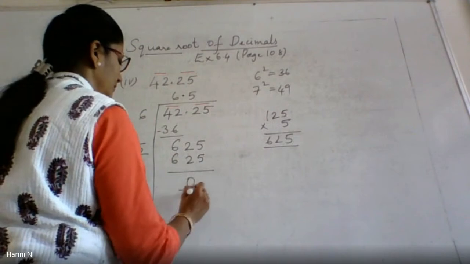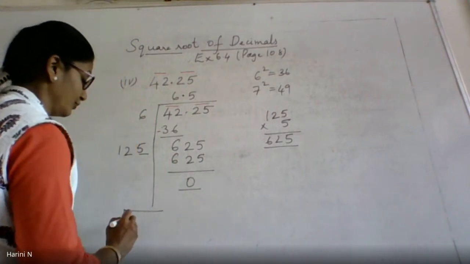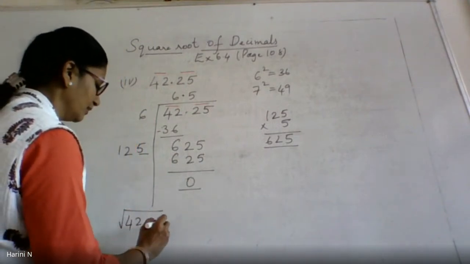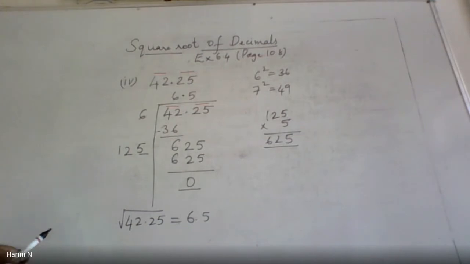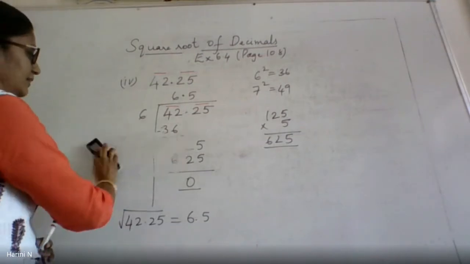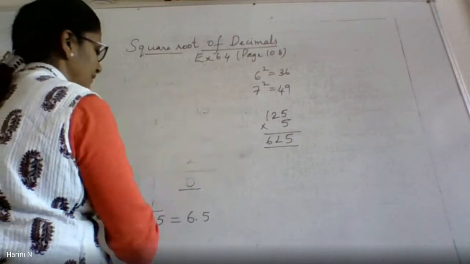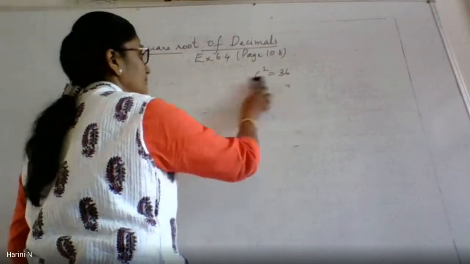Perfect. So the square root of 42.25 will become 6.5. One more. Yes, ma'am. The last one maybe that completes the chapter. Let me take up the fifth one in the same set.